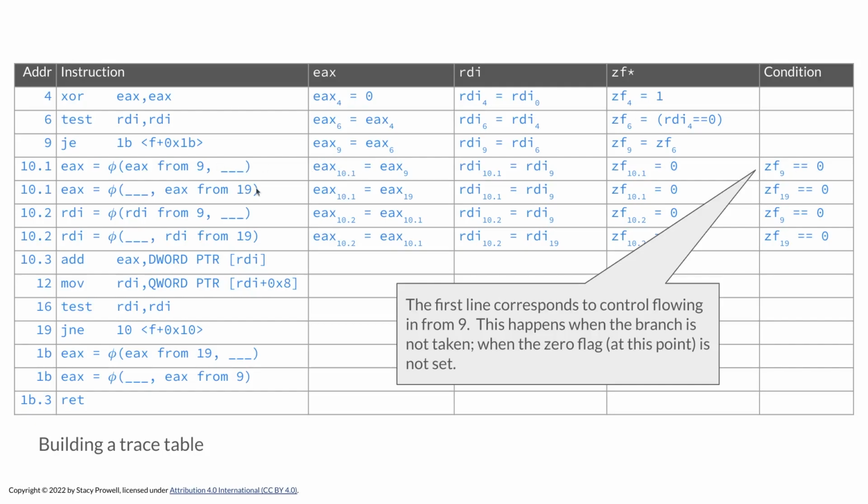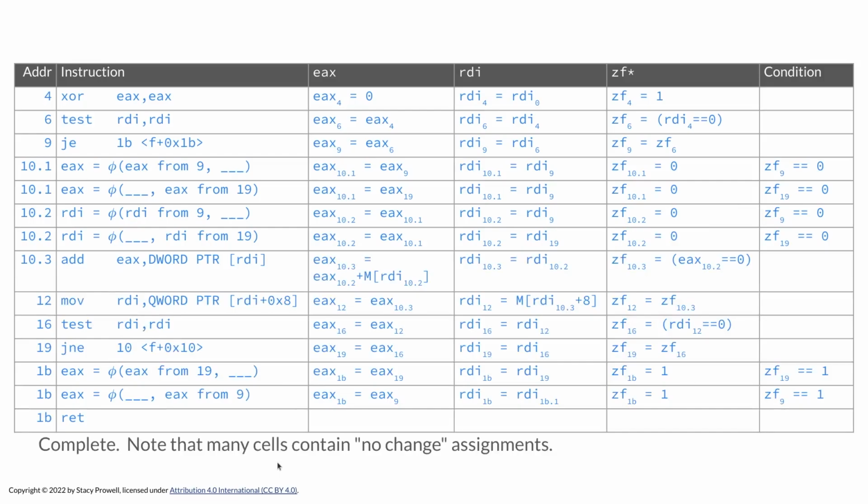Here we're coming from 19, and so let's ask ourselves, and we can get all these, but what about the zero flag? So down at 19 we have jump not equal to 10. This is the same as jump not zero, so it's jumping when the zero flag is clear. So the zero flag is 0 when we come that way. Sure enough, we capture that over here as well. We do the same thing for RDI from the two different paths, and we continue, and we can fill in the rest of the table this way.